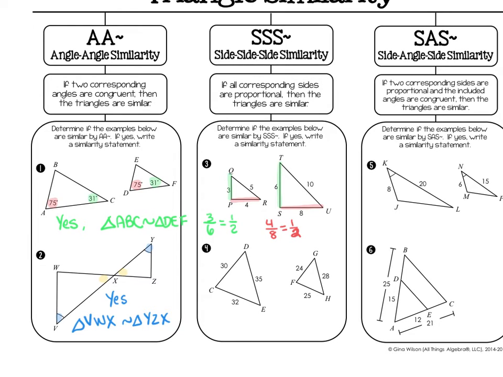Now we're going to look at a third side, and that is 5 here and 10 here. All right, so we write that ratio, 5 over 10, and that equals 1/2. All right, so since all three ratios of the three sides are the same, then we can say, yes, they are similar. And because they're similar, our similarity statement would be triangle QPR is similar to triangle TSU.